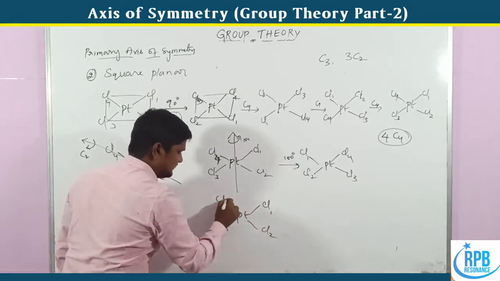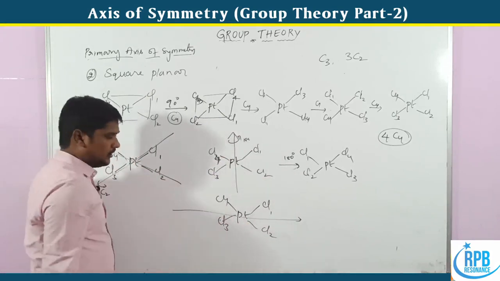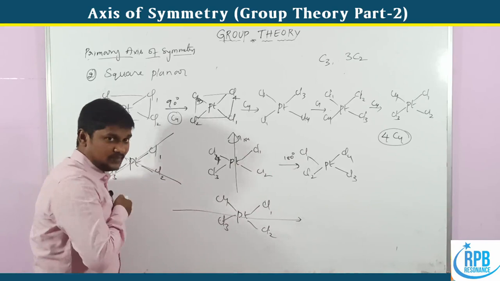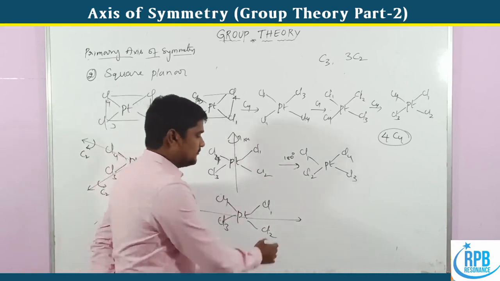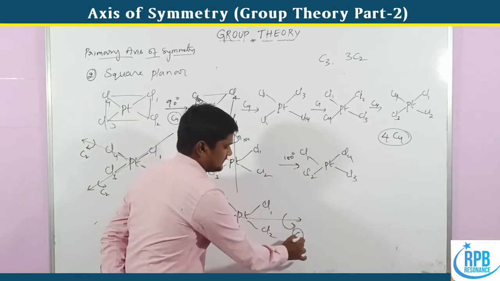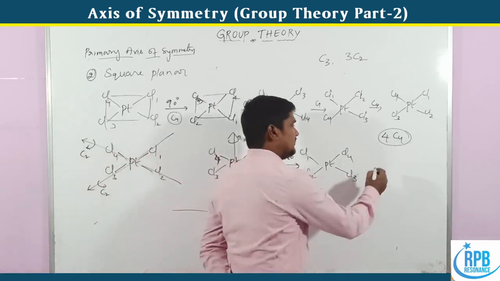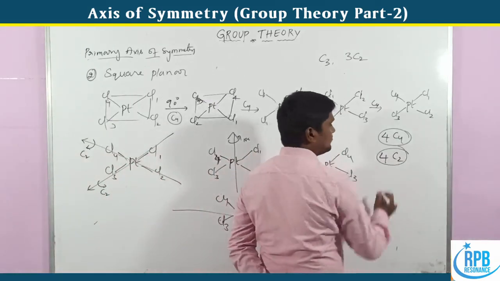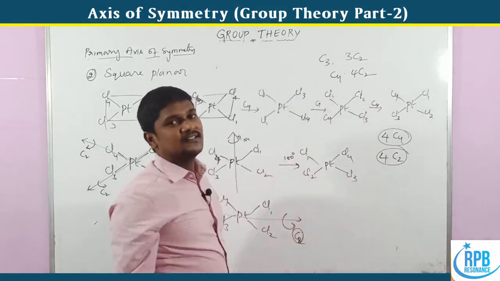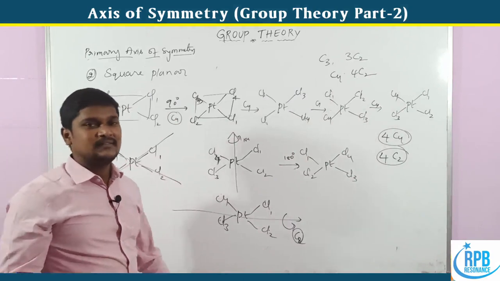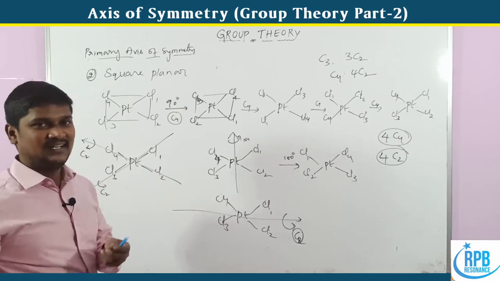Cl1, Cl2, Cl3, Cl4. So here it passes between Cl3 and Cl4, Cl2 and Cl1. An imaginary axis passes through the Cl3 and Cl4. That is the fourth rotational axis, that is a C2 axis. So a C4 axis of symmetry is there. Along with that, four C2 symmetries are present. So C4 and 4 C2. Among these two, C4 is the principal axis of symmetry and C2 is the subsidiary axis of symmetry. I think it is clear.